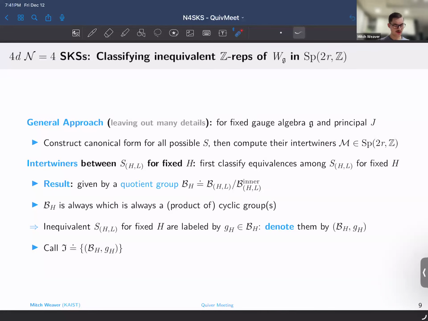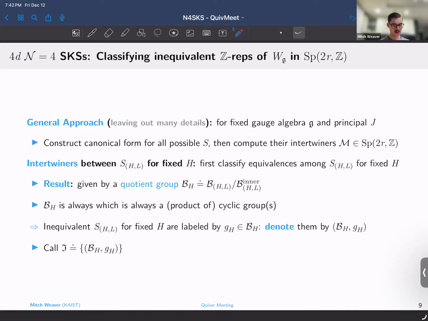So what we learned from this, though, is that the inequivalent S's for fixed H are labeled by some element of this quotient group, this group of bindings that are not inner. And so I'm going to go ahead and denote an S here, a Z-rep, by the pair given by a quotient group and an element of the quotient group.